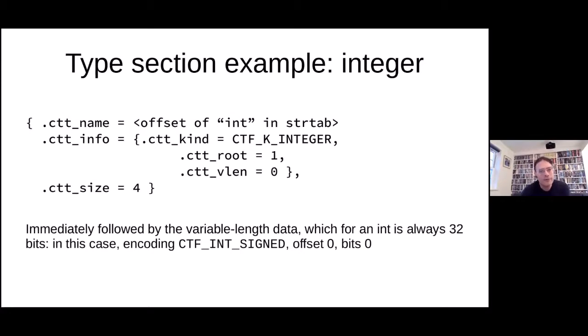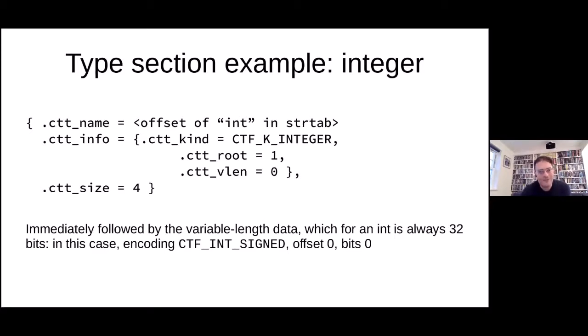A couple of examples. This is using C99 designated initializer syntax. If you're not familiar with it, this is just a structure member name after a dot. This is roughly what an integer looks like. The name would be the offset of the string int in the strtab. The info would have a kind of integer. It is root visible, so you can look up a name int and get this type back, and it has no variable length data. The type is 4 bytes long.